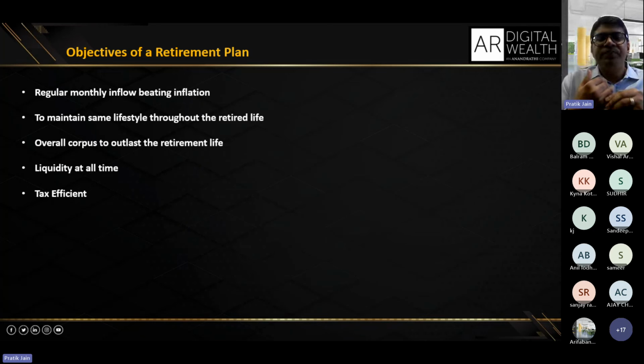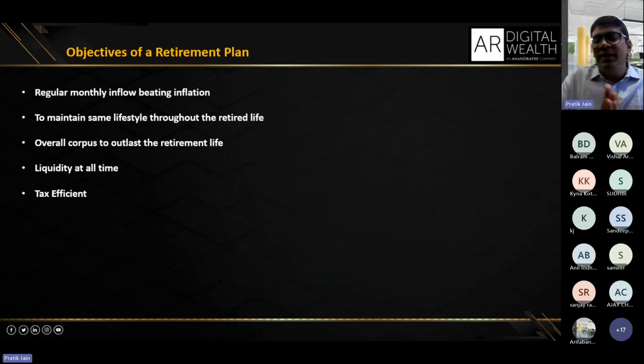That's the objective, right? Of course, fourth thing is it should be liquid. It should be liquid at all times. So there are no restrictions or any lock-ins. That is something which is a no-no. I would want the money to be liquid at all times post-retirement.